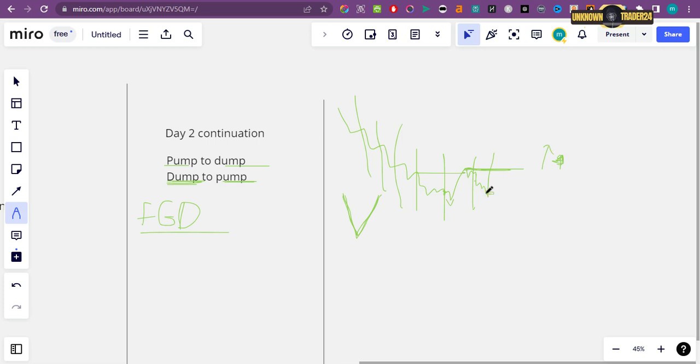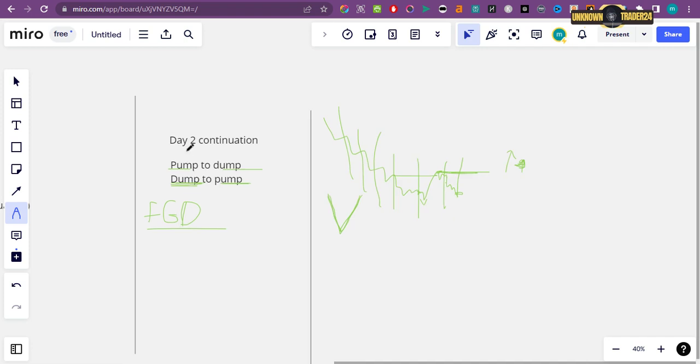If you are buying, you want to buy low. Market makers always buy low. Okay, so you want them to dump for a pump. Okay, that's what you want to see. Okay, pump for a dump. Okay, so this is what you look for if you get a first green day.